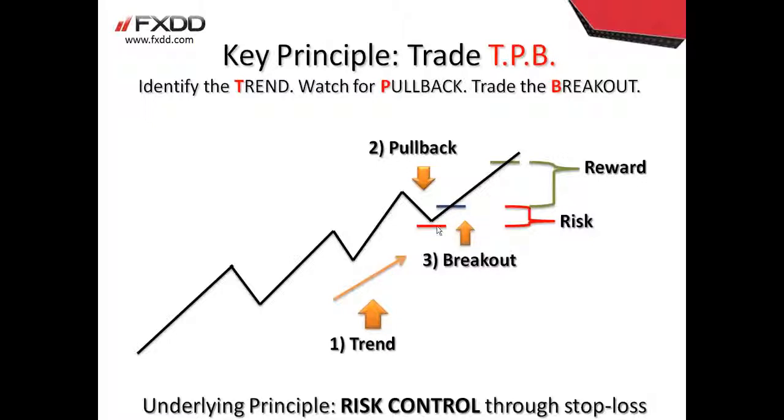Once you find your entry, then immediately you could place your stop loss or your risk control. Okay, so that's represented by this red line right down here. Why is that stop loss down there? Simply because that is the bottom of the pullback, the bottom of the dip. Okay, so right underneath the bottom of the dip is where I place my risk management.